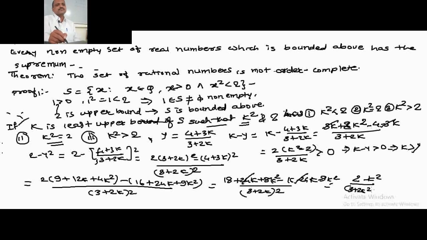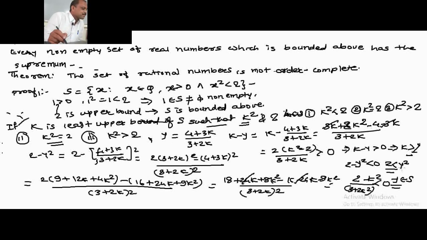In this term, k square is greater than 2, so 2 minus k square is less than 0. That means 2 minus y square is less than 0, which implies 2 is less than y square. Okay, see this: k is less than y. That means this y must belong to S.